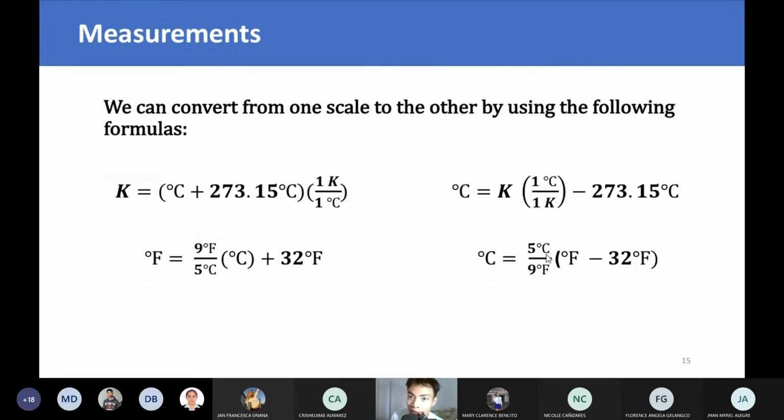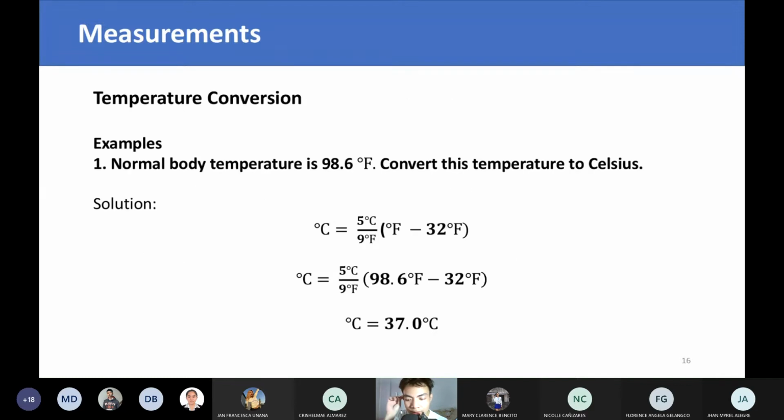And then kung gusto mo naman Fahrenheit to Celsius, you subtract 32 muna, no? So Fahrenheit minus 32 times 5/9. Okay? And that will give you the Celsius counterpart. So yun lang. So let's try this, no? Let's look at some examples. More examples pa next meeting, no? So ngayon, kinig-kinig lang muna tayo.